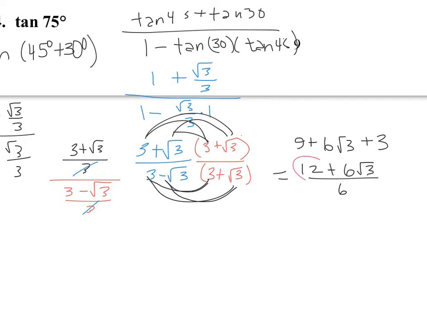So in the end, I want to simplify. 12 over 6 is 2, so the answer is 2 plus root 3. So that's the exact value.